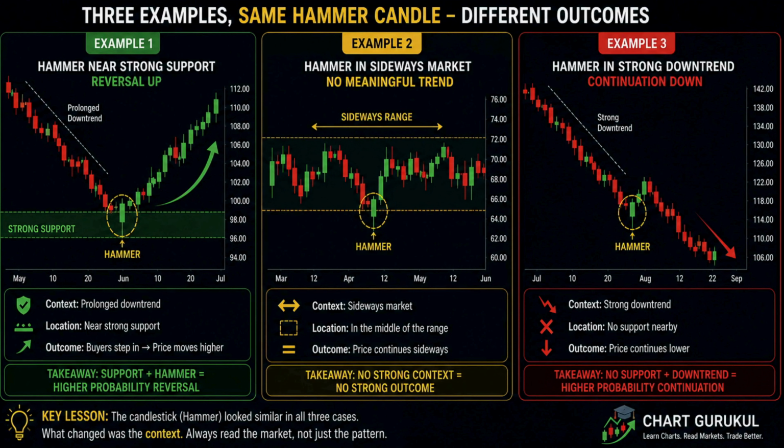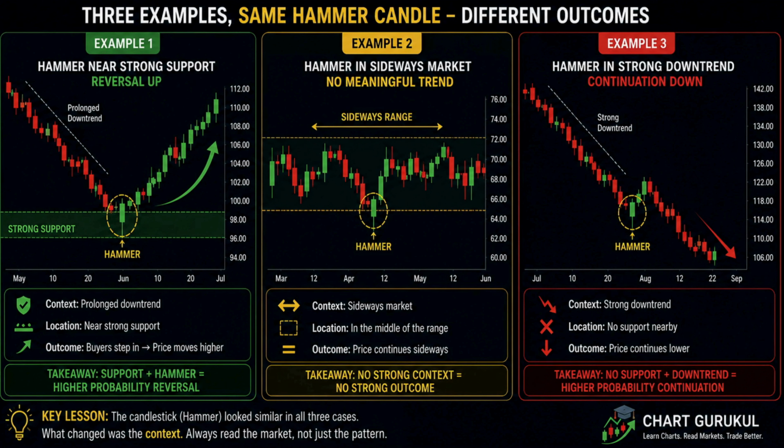Let's look at 3 examples. In the first chart, a hammer forms after a prolonged decline near a well-established support area. Soon afterward, buyers step in and the price moves higher. In the second chart, the same hammer appears in the middle of a sideways market. The price continues moving sideways without any meaningful trend. In the third chart, another similar candle forms, but during a strong downtrend with no nearby support. The decline continues.